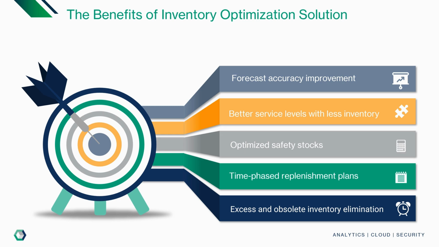Optimized safety stock levels are calculated at each stocking location, providing the right buffer to account for demand and supply variability. Time phase replenishment plans are created outlining when and how much inventory to flow through the network to meet demand at least cost. Excess and obsolete inventory levels are minimized by aligning forecasted demand to stocked quantities.